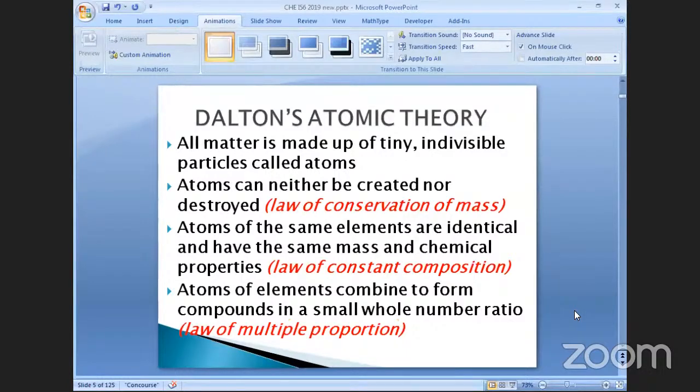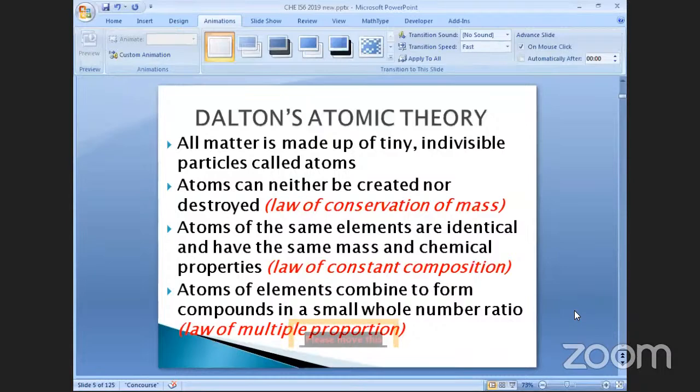So atoms can neither be created nor destroyed, based on the law of conservation of mass. Atoms of the same element are identical and have the same mass and chemical properties. That's the law of constant composition. What we are saying here is that you can find oxygen anywhere, whether you find it in water or elsewhere, as long as it is the same element, the atoms are going to be identical. They are going to be similar, and they will behave the same way. That's what it means by chemical properties. It will behave in a similar way.